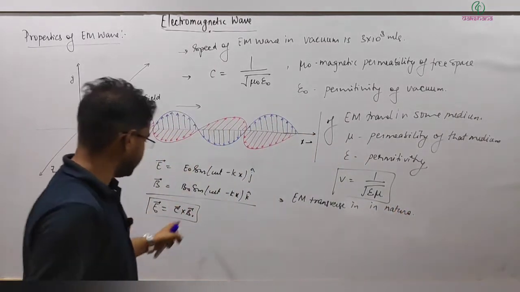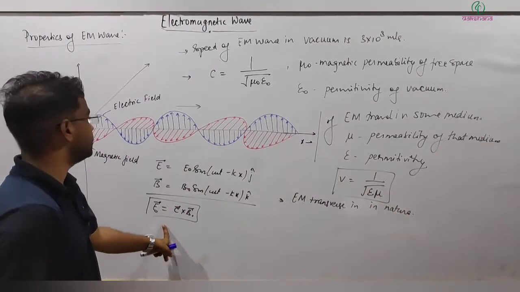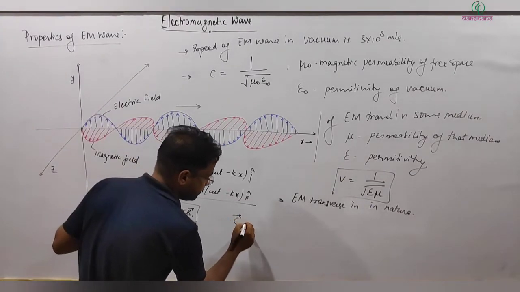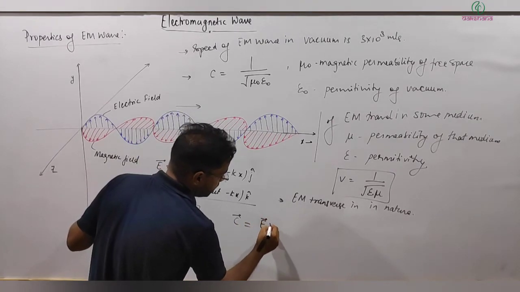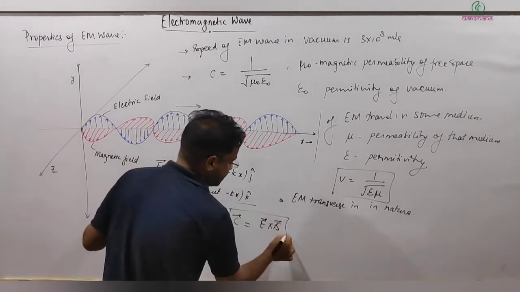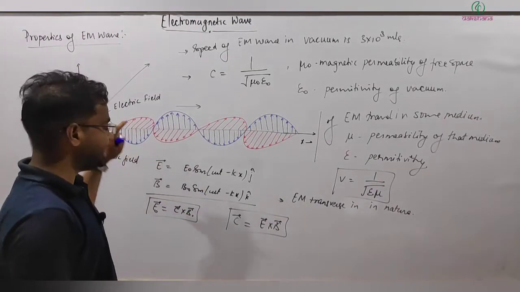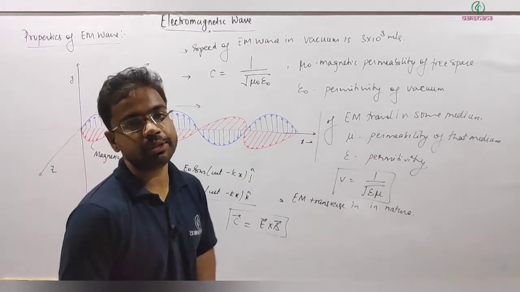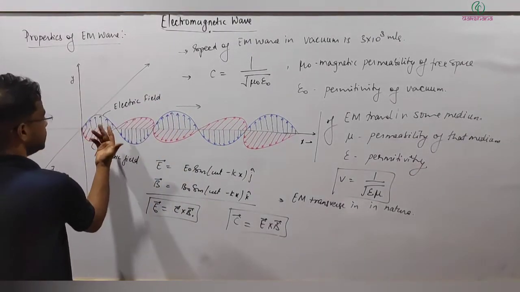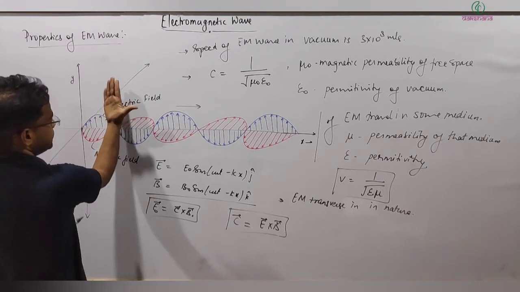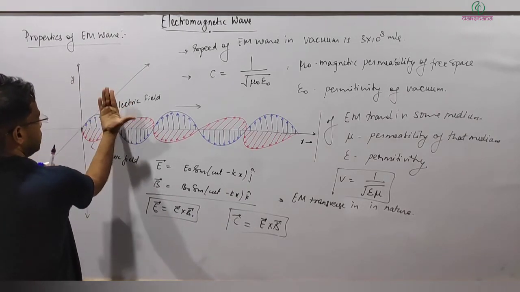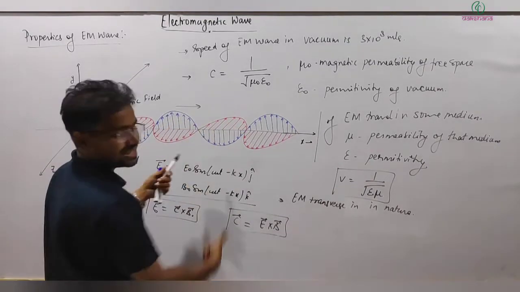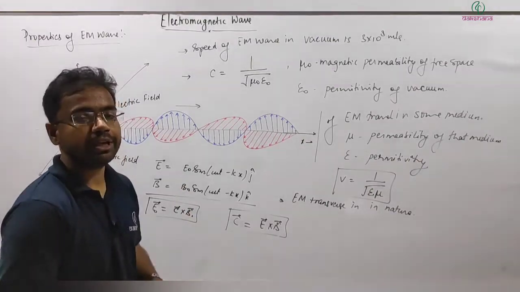The relation between that is, we can always write C bar parallel to E bar cross B bar, because you can see here the electric field, magnetic field and direction of propagation are always perpendicular. If E is in, let's say, y direction, then I will curl my fingers in the direction of E cross B, so B is in Z direction, then the thumb gives you the direction of X, and that's exactly the direction of propagation of electromagnetic waves.